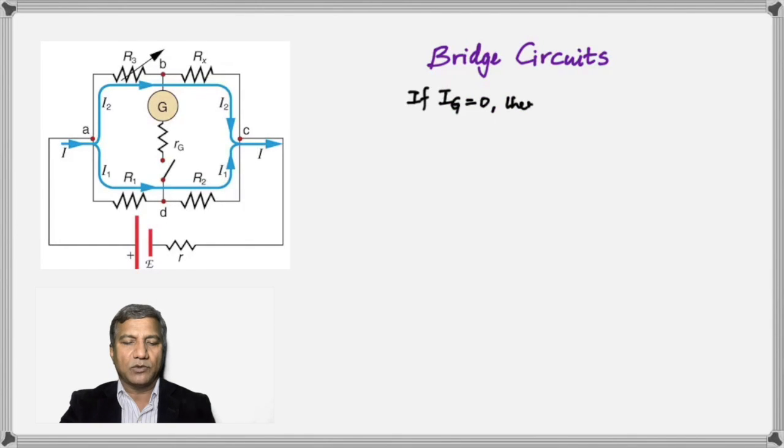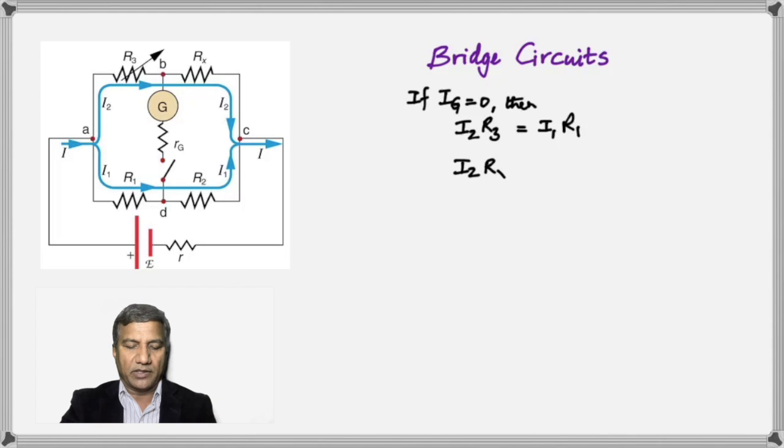So then I2 times R3 should be equal to I1 times R1. Why? Because there's no current through the galvanometer. These two potentials have to be equal. Or if you start going in the direction of the current, here you would go negative I1 R1. Here there is nothing. And you would go negative, you're going against the current, so you go positive I2 R3 is equal to 0. All right. Negative I1 R1, positive I2 R3 is equal to 0, which is the same as I2 R3 is I1 R1.